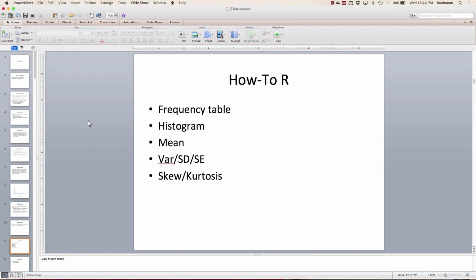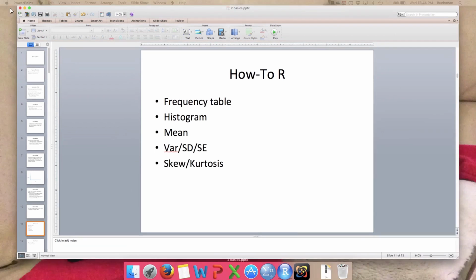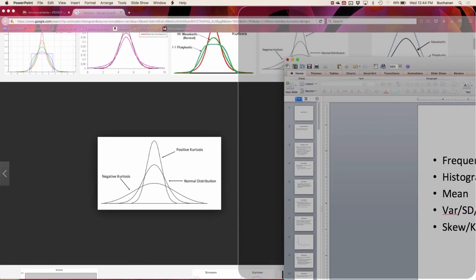So let's try it. Frequency tables, histograms, and a bunch of other stuff. Let me do this.